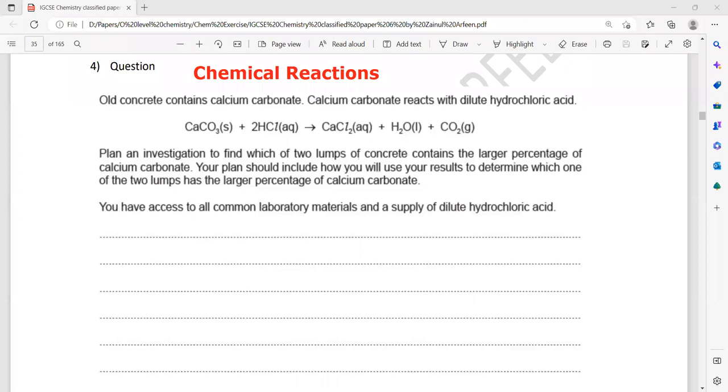So, an alternative to practical, this classified paper, page number 35.